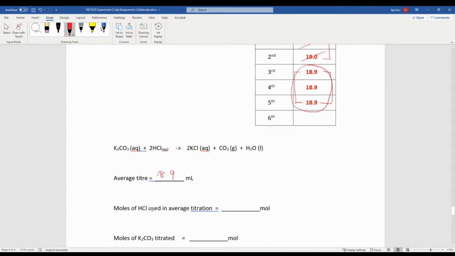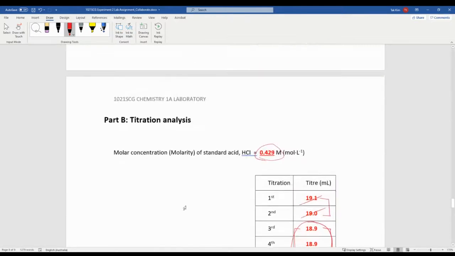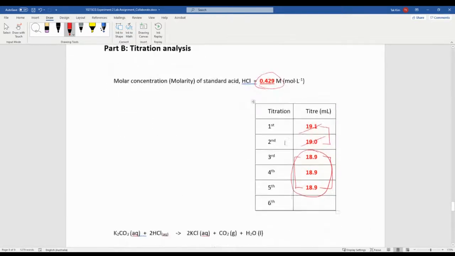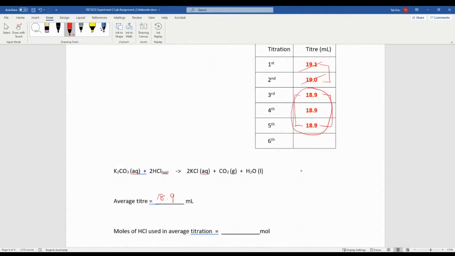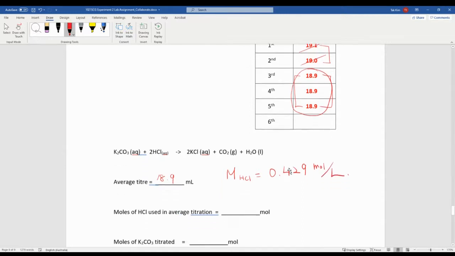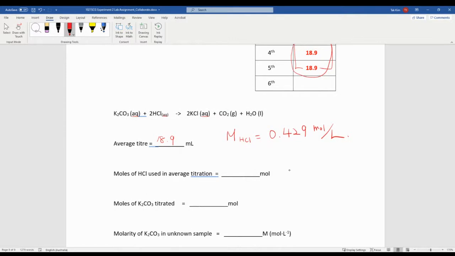Now it is asking for the number of moles of HCl used in the average titration. So it is asking for the number of moles of HCl in that much HCl, right? To calculate this one, you need to have a look at the molar concentration. The molarity of HCl is given as 0.429 moles per liter, right?